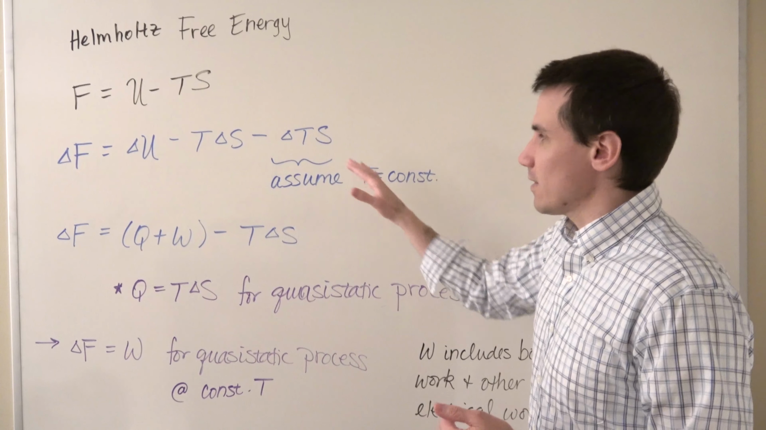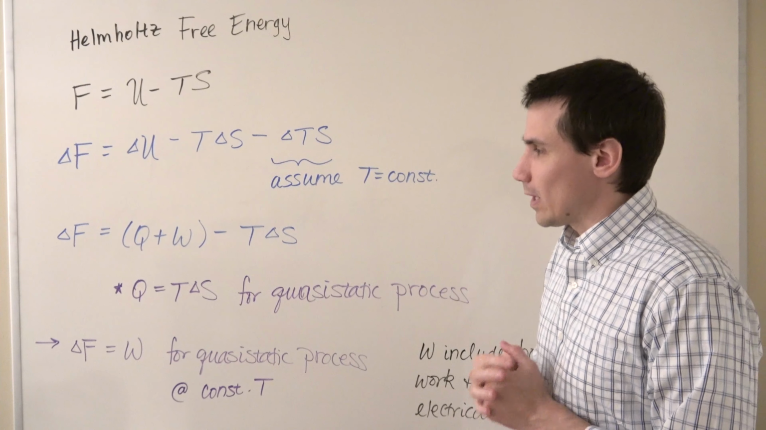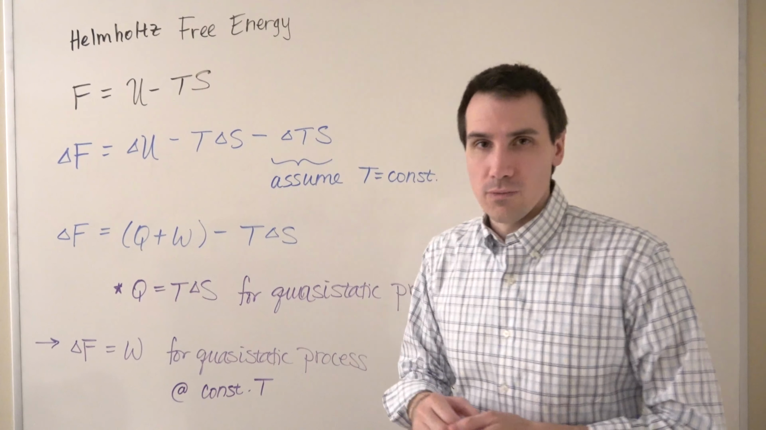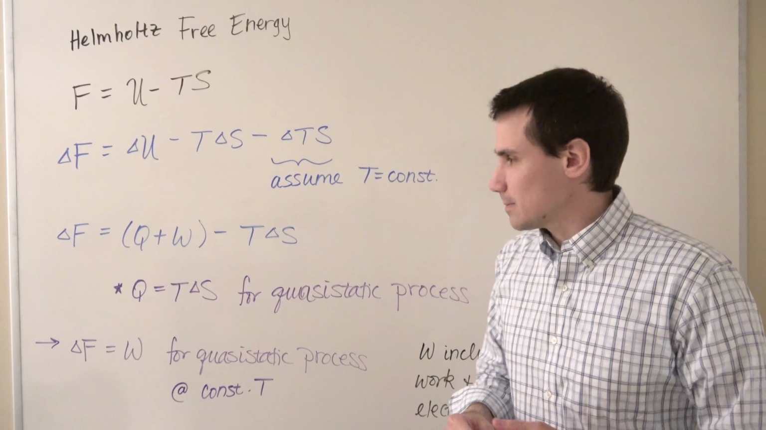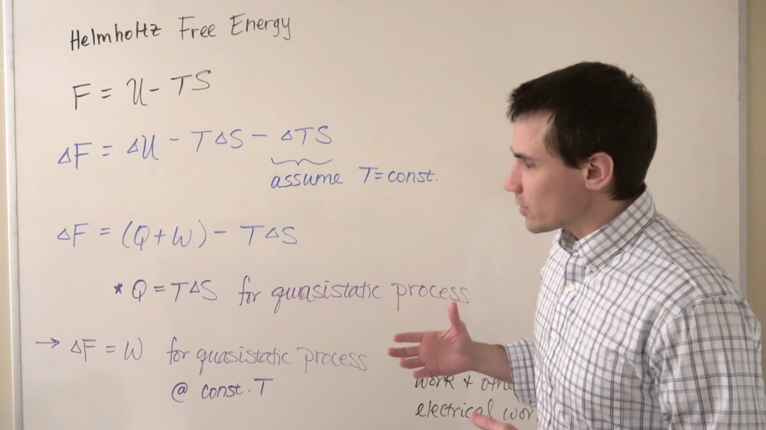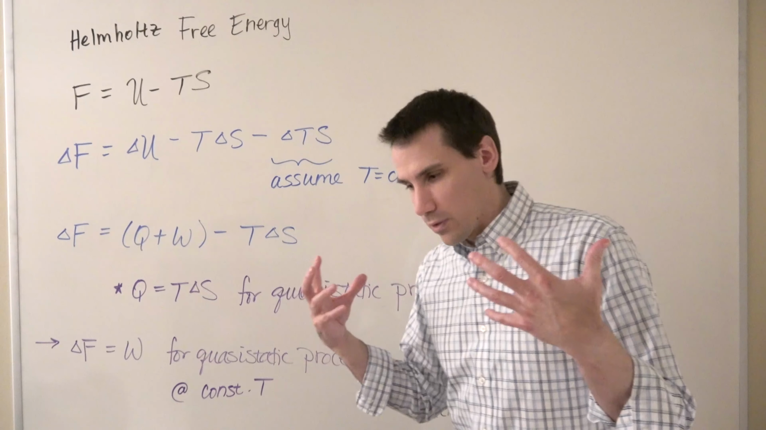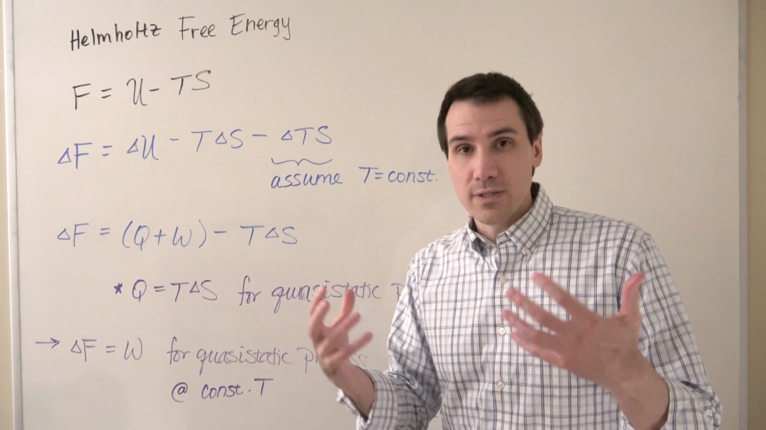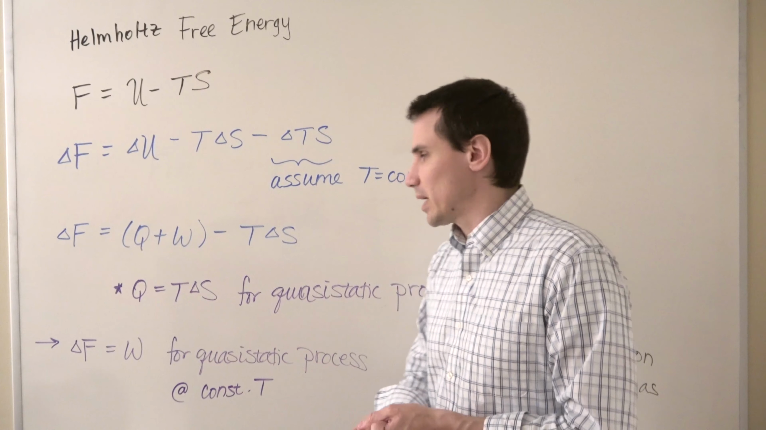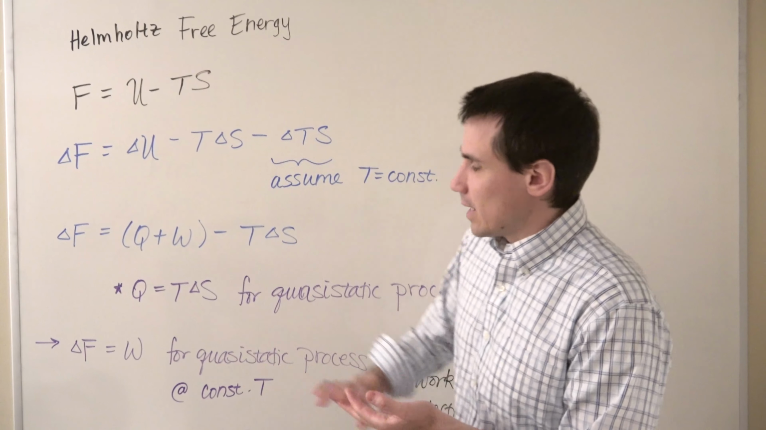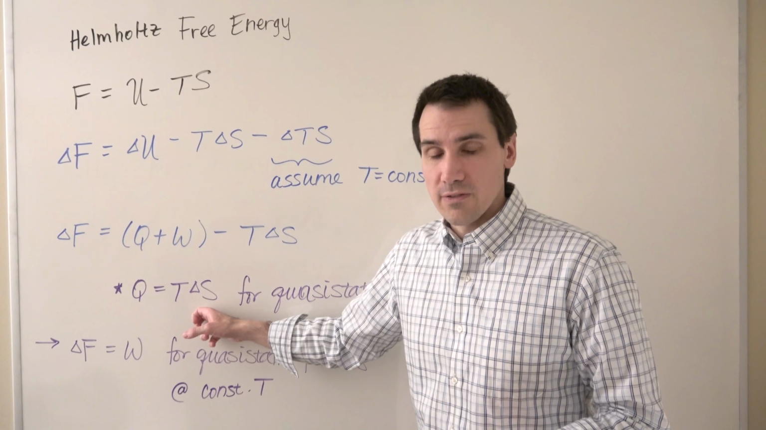Okay, so let's see why this turns out to be a very nice assumption to make. Well, if we expand our change in energy, we know that our change in energy is simply the heat plus the work done on the system. But we also know that for a quasi-static process, that is a process that happens slowly enough that all of our descriptive variables for the system, volume, pressure, etc., remain well-defined, our heat added to the system is equal to the temperature times the change in entropy of the system.